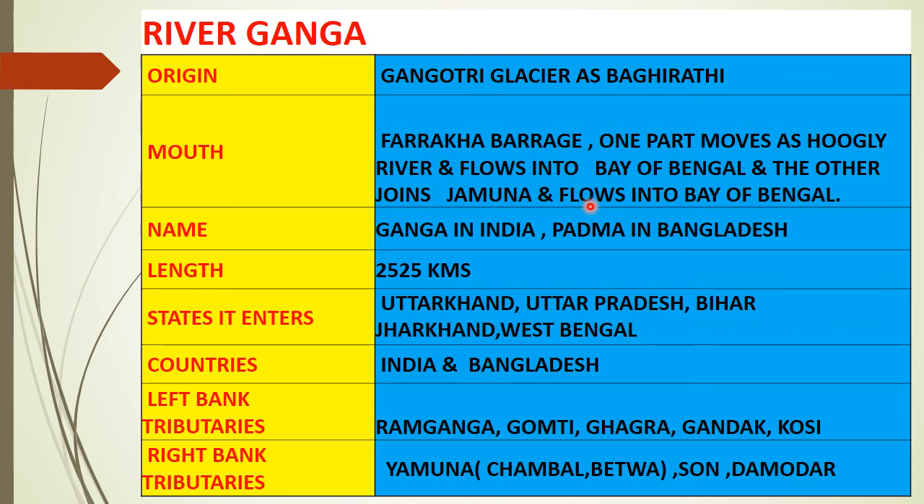Now the length according to your book is 2500, but the actual length is 2525 kilometers. The states it enters are Uttarakhand, Uttar Pradesh, Bihar, Jharkhand and West Bengal, and the countries through which it flows are India and Bangladesh. The left bank tributaries are Ramganga, Gomti, Ghagra, Gandak, Kosi, and on the right bank is Yamuna. The tributaries of Yamuna are mainly Chambal and Betwa. Then we have Son and Damodar.